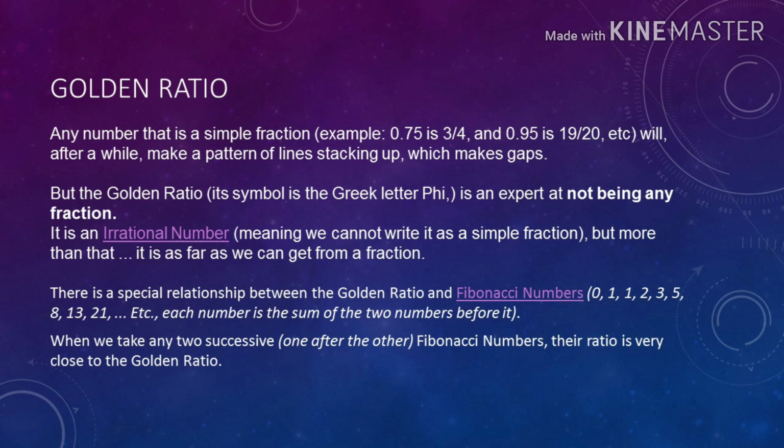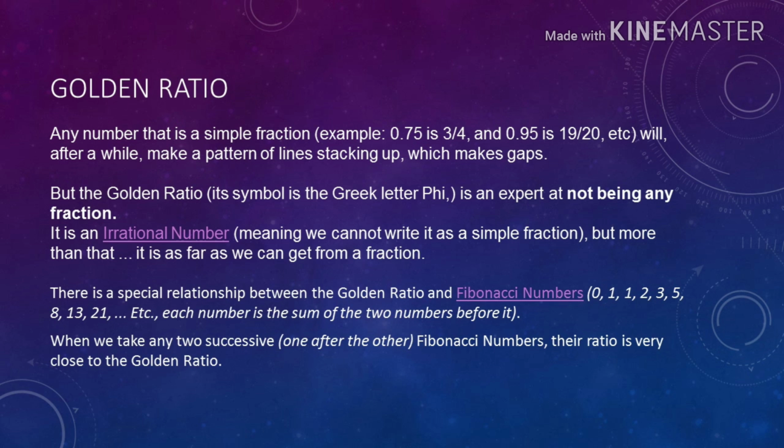Golden ratio. Any number that is a simple fraction, for example 0.75 is 3 by 4 and 0.95 is 19 by 20, etc., will, after a while, make a pattern of lines stacking up which makes gaps. But the golden ratio, its symbol is the Greek letter phi, is an expert at not being any fraction. It is an irrational number, meaning we cannot write it as a simple fraction. But more than that, it is as far as we can get from a fraction.